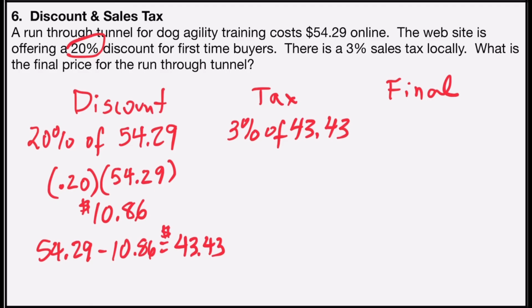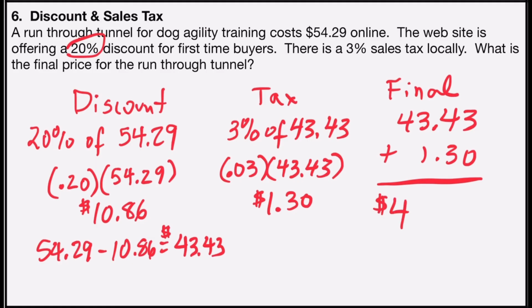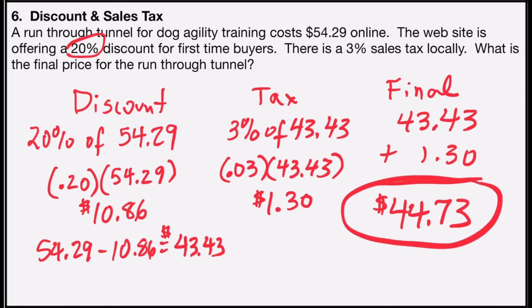So now I have to find the tax, which would be 3% of the $43.43 after the discount. Again, I'm going to write 3% as a decimal, 0.03 times $43.43, and if I punch that in a calculator, I find out that the amount paid in tax will be $1.30. So to find my final price, I will take the discounted price of $43.43 and add the sales tax amount, which is $1.30. If I add those two together on a calculator, I would find that Cypress would pay $44.73 for the dog agility tunnel run-through.